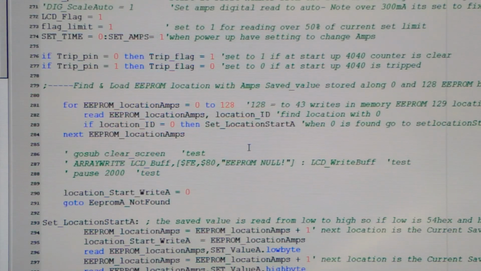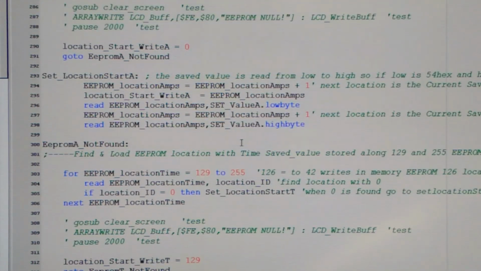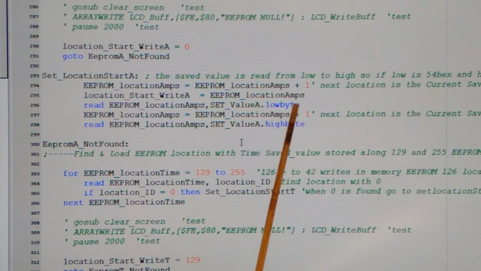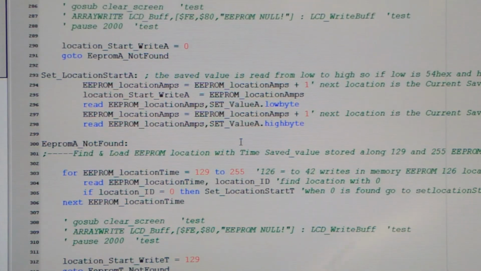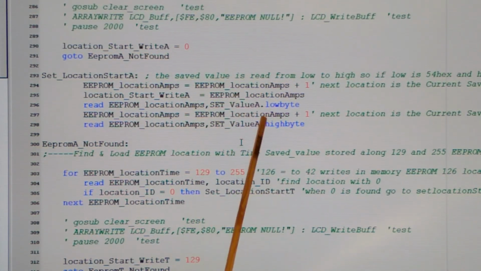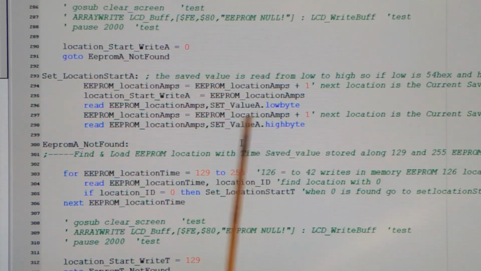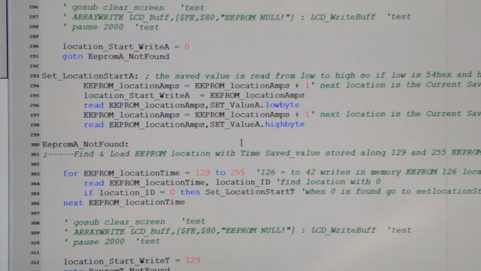in memory. And without going through explaining all this, you can see it there. That's how I've created it. I've used a low byte and a high byte because each location is only a byte. It's not a word. It's only 8-bit. So that's why I've used dot low byte and dot high byte of the same variable to be able to load the variable with an 8-bit number.